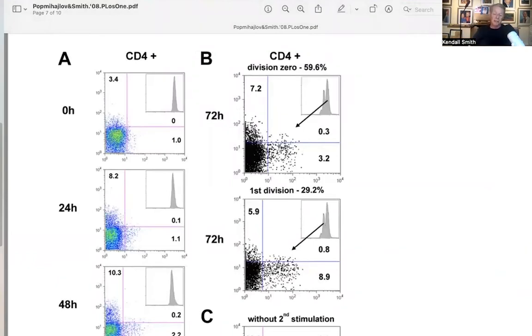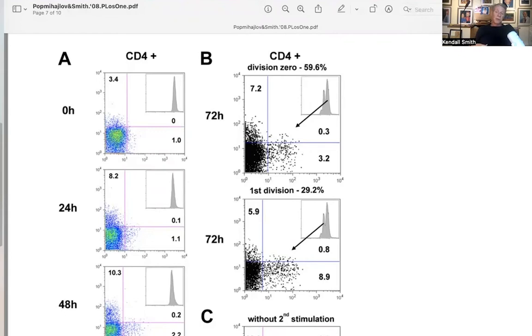I forgot to say that before we did these last experiments, we found that other gamma chain receptors and other gamma chain cytokines, interleukin-4, interleukin-7, interleukin-15, interleukin-21, were all negative. It was only interleukin-2 that would do that.